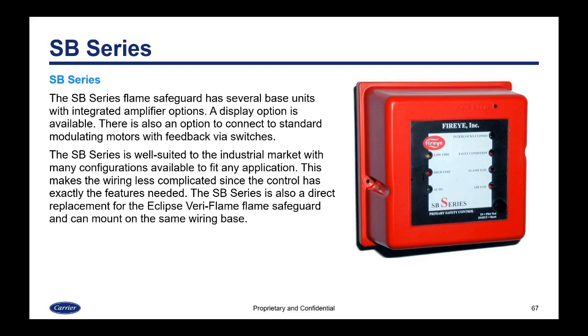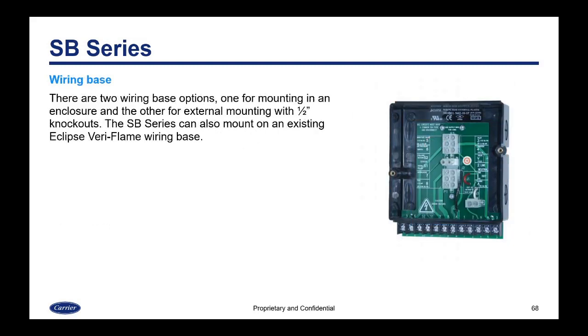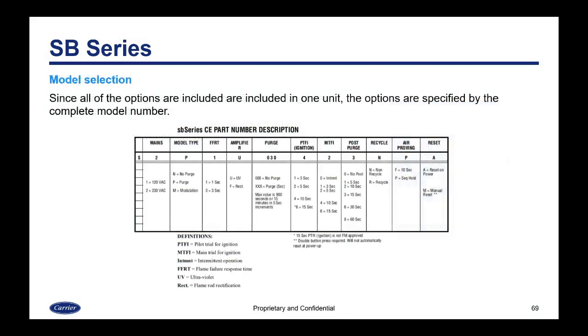There are two wiring base options, one for mounting in an enclosure and the other for external mounting with half-inch knockouts. The SB series can also mount on an existing Eclipse VeriFlame wiring base. Since all the options are included in one unit, the options are specified by the complete model number. So this matrix would show you how to create a model number based on the options that you wanted.